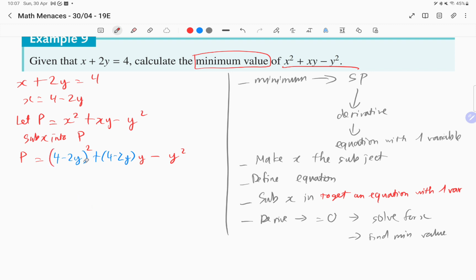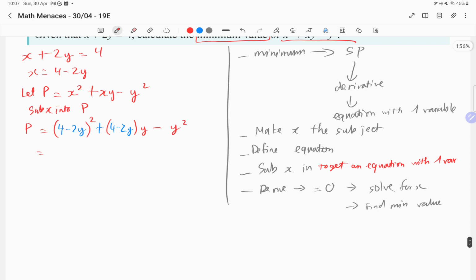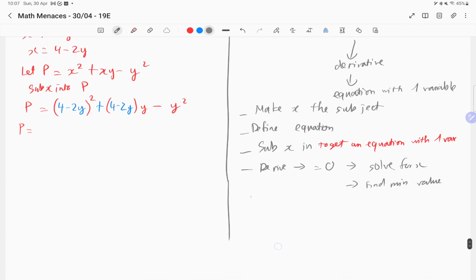Okay, does it make sense so far? Sarah? Yeah? Charlie? Mm-hmm. Yeah? So now we've got this equation, we need to expand it. How do we expand (4 minus 2y) everything squared? What's the formula? What's the formula to expand sums or differences of perfect squares? So what's (a minus b) everything squared?